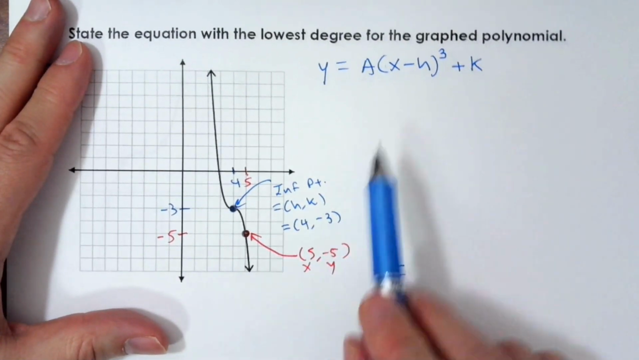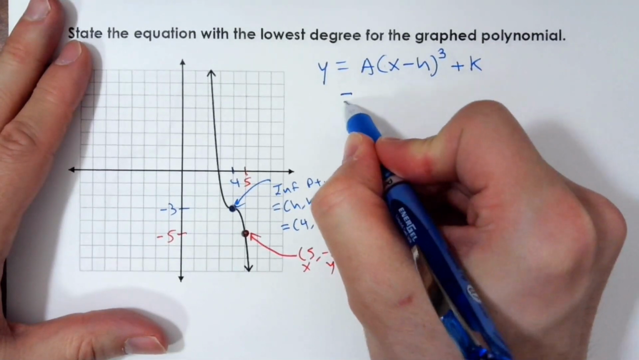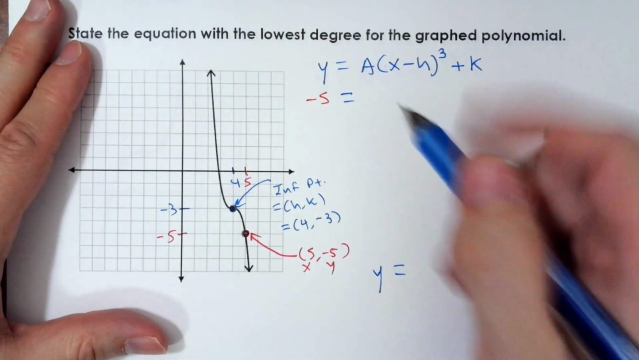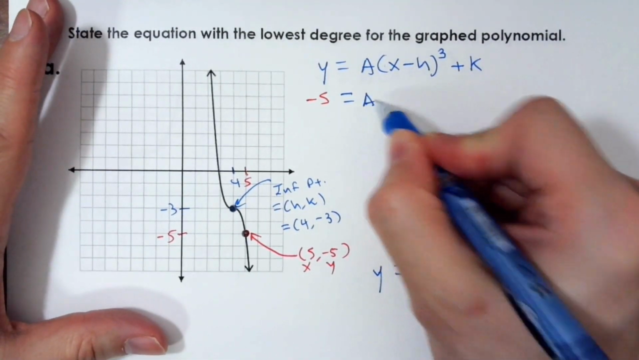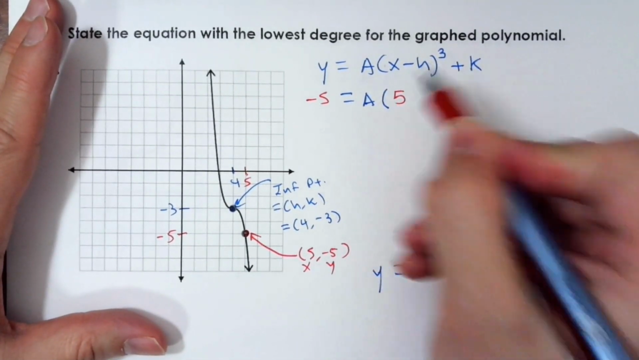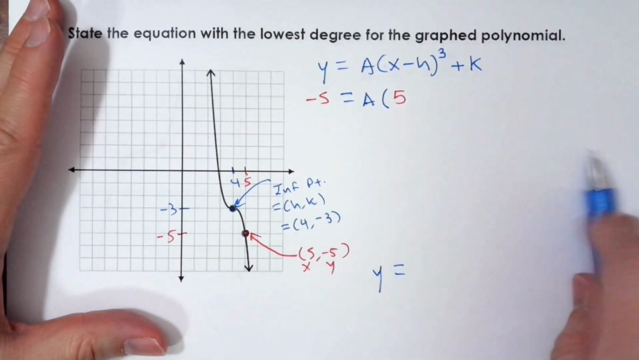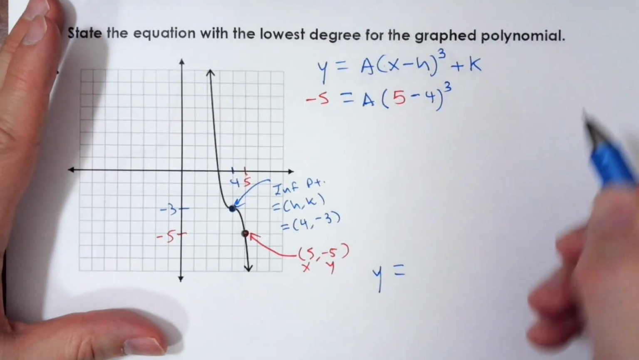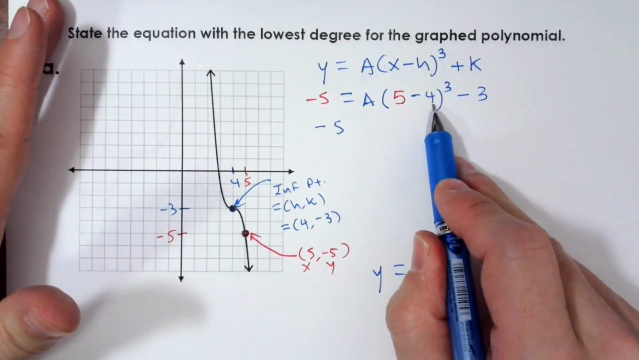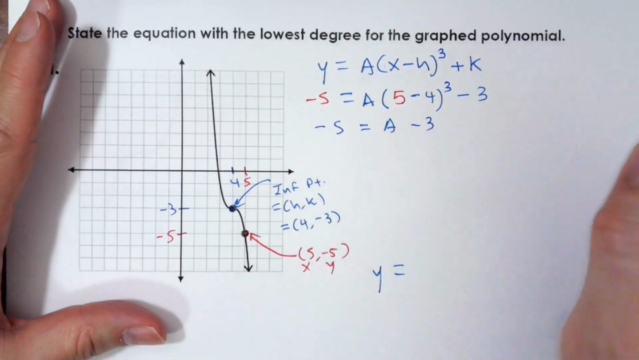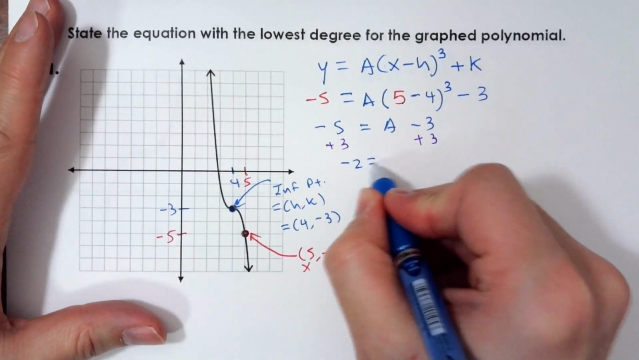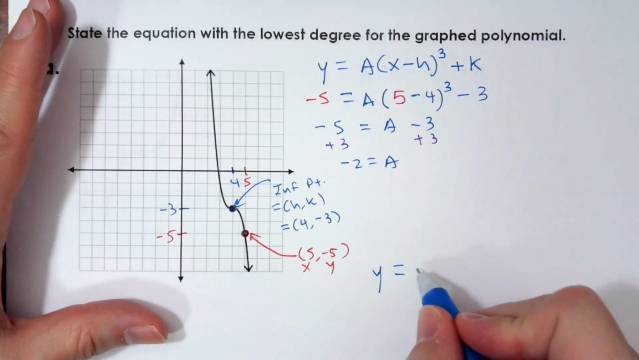Okay, so we got our h and k. We're going to substitute those in. We're going to substitute in our x and y as well. So y is -5. And yes, there's another shortcut way to do this, and I'll cover the shortcut in a moment. Our x is 5. Our h is a 4, so this is -4 cubed, and our k is a -3. 5 minus 4 is 1, so there's a. Just add 3 to both sides. A is -2, so now we can write the full equation.